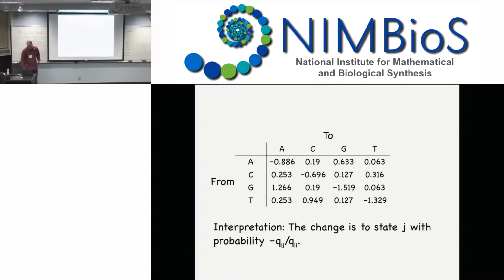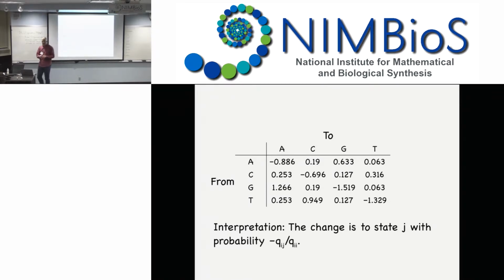Okay, and exponentials, well, I'll tell you what exponentials are. But before I do that, there's one other additional thing this rate matrix tells you. It says that when there is a change, you can read the probability that it's a change from T to A, T to C, or T to G directly from the rate matrix. So it says the change, when it occurs, is to state j with probability minus q_ij divided by q_ii. So what does that mean? Well, again, if we're at T, the probability it's a change from T to A is 0.253, that would be this part, divided by the overall rate of change, 1.329. Right? The probability T to C is 0.949 divided by that number, and so forth.